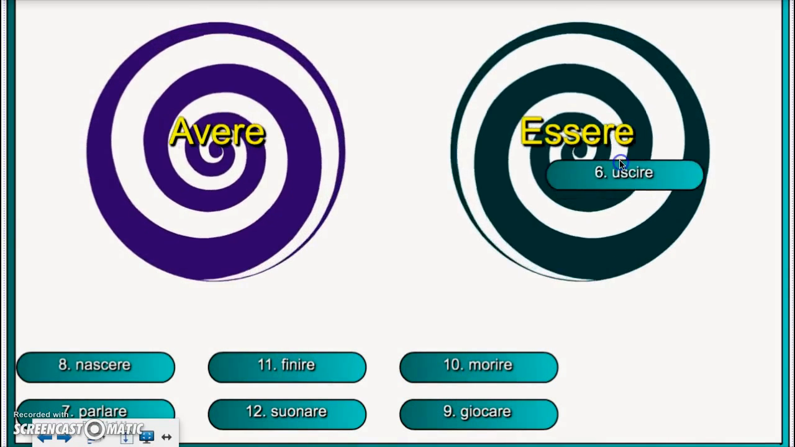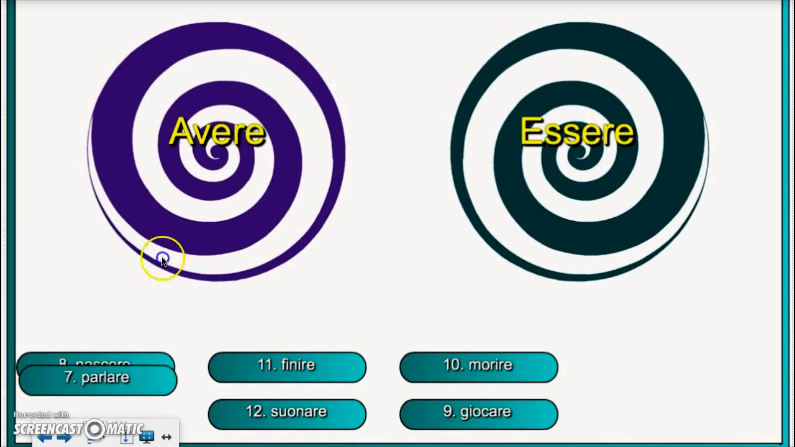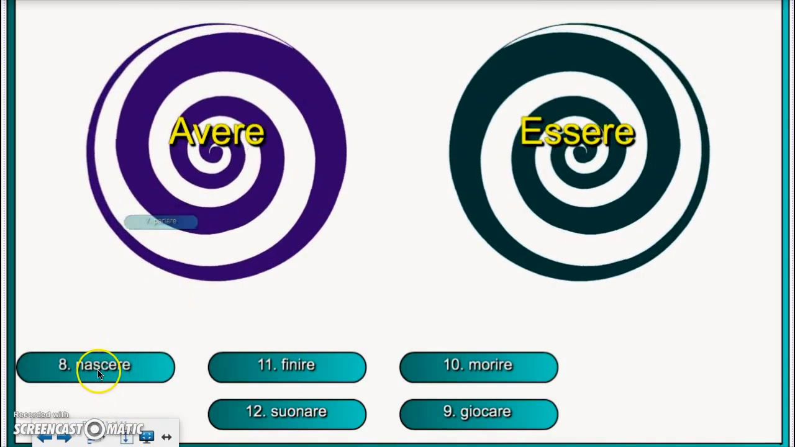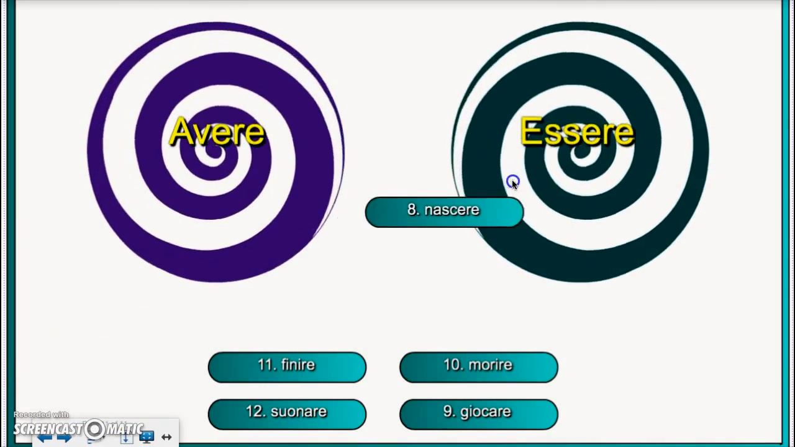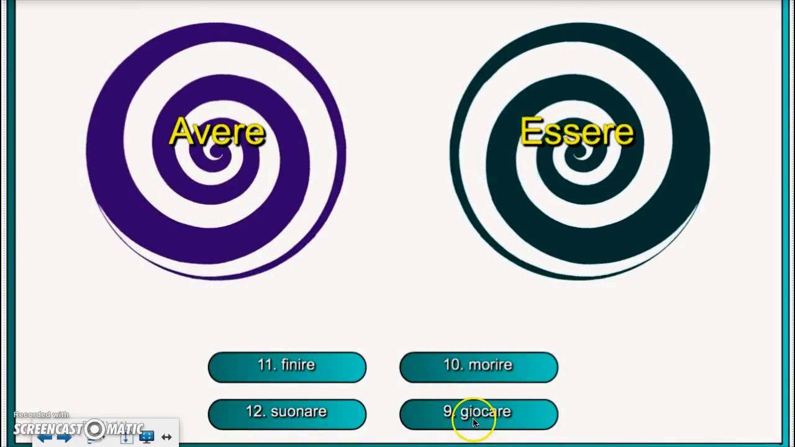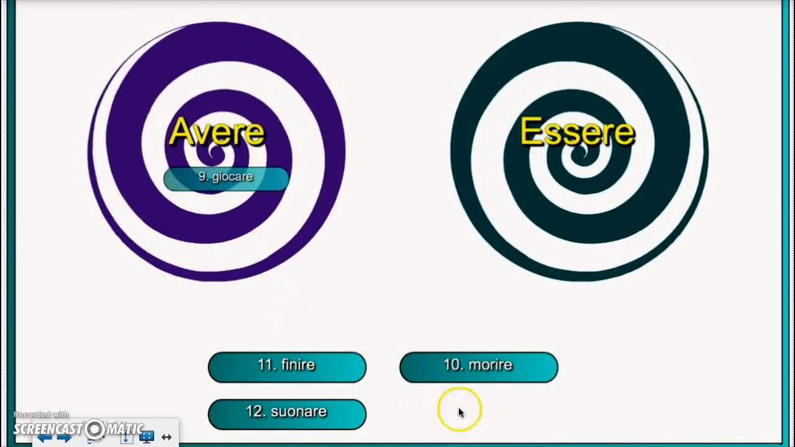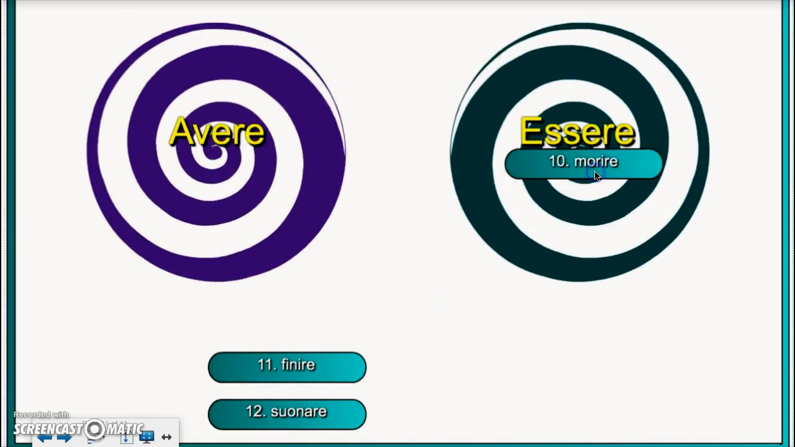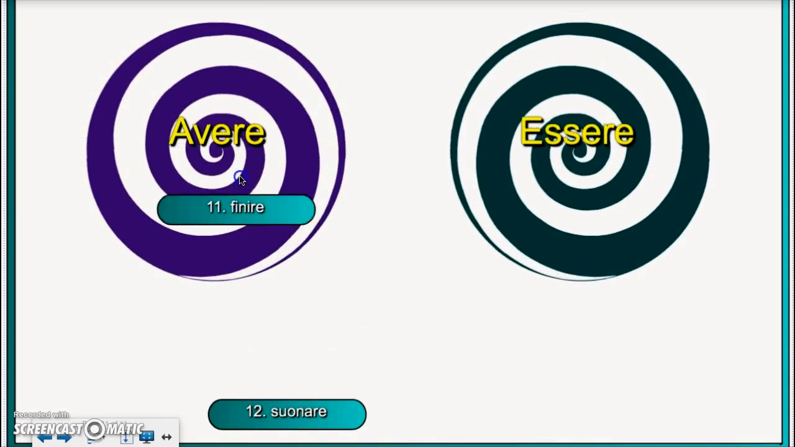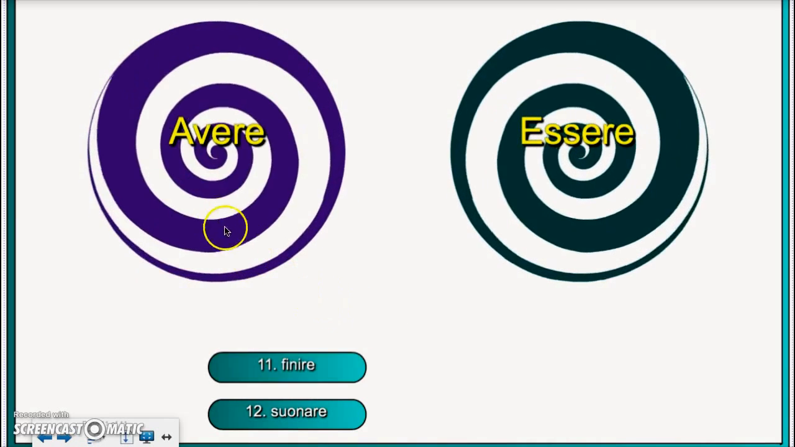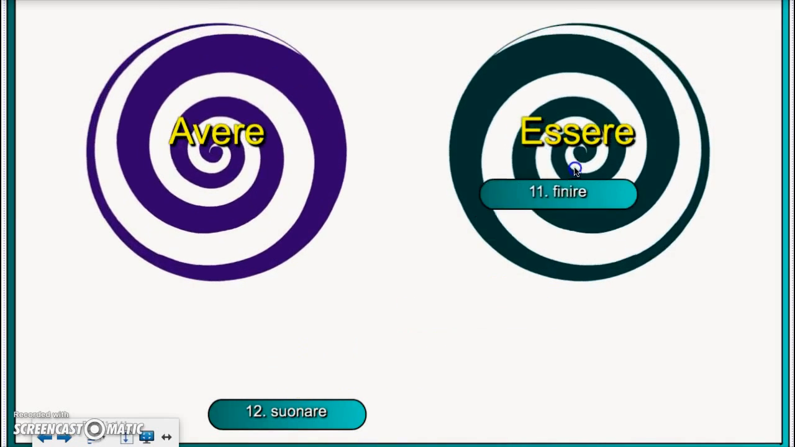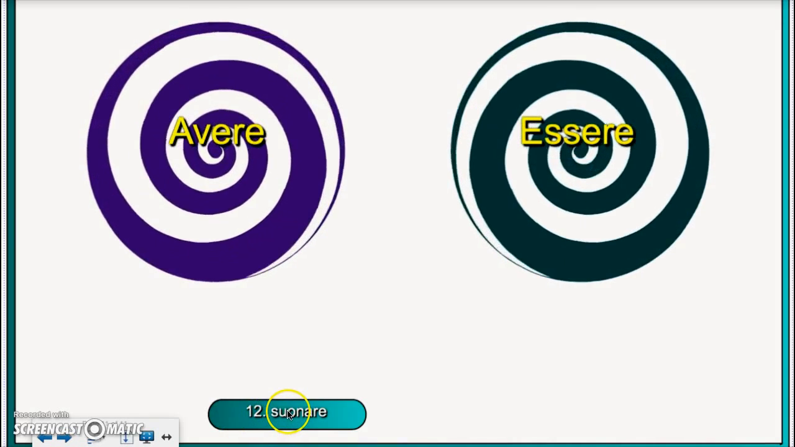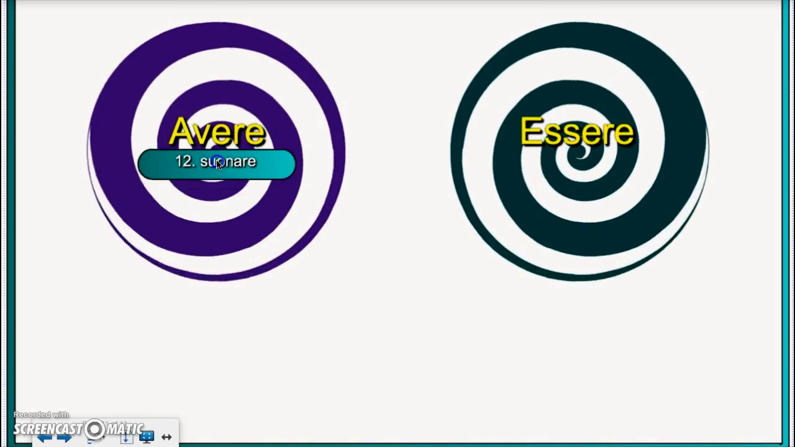6, uscire, uses essere. 7, parlare, uses avere. 8, nascere, uses essere. 9, giocare, uses avere. 10, morire, essere. 11, finire, avere. Oops, wrong, finire, that one was essere. And 12, suonare would be avere.